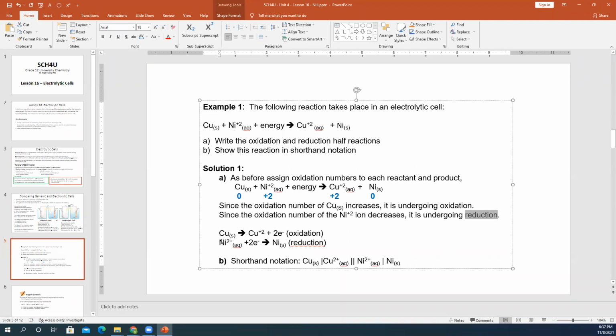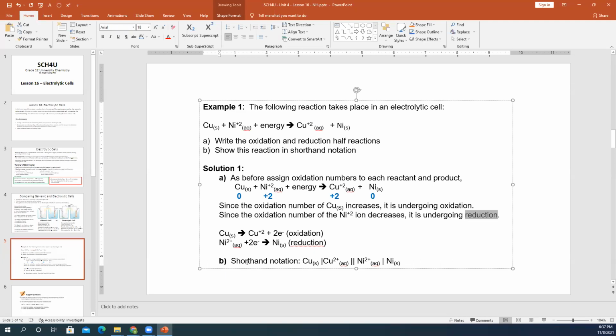And our nickel ion is going to nickel atom. And of course, to go from a charge of +2 to a neutral charge, it has to gain 2 electrons, to cancel out this +2 with 2 minus electrons to become a neutral nickel atom. And this is our reduction half reaction. So there we go. We've answered part A, write the oxidation and reduction half reactions.